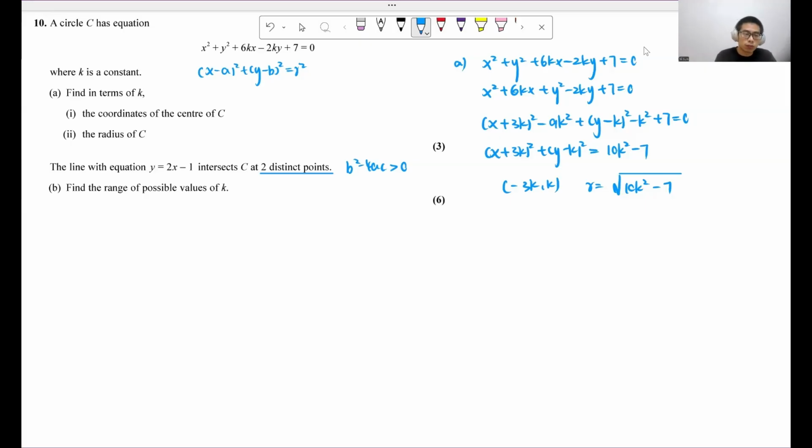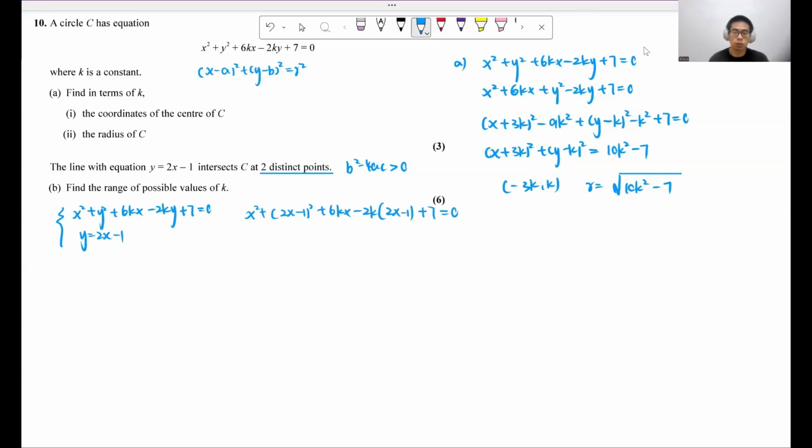So I'm just going to solve the simultaneous equation. x squared plus y squared plus 6kx minus 2ky plus 7 equal to 0, and y is equal to 2x minus 1. I'm not going to use the completing the square form because I don't think that will make it any simpler. So I'm just going to substitute into the original one. That gives us x squared plus y squared, where y is 2x minus 1, and then plus 6kx minus 2ky, where y is equal to 2x minus 1, plus 7 equal to 0.